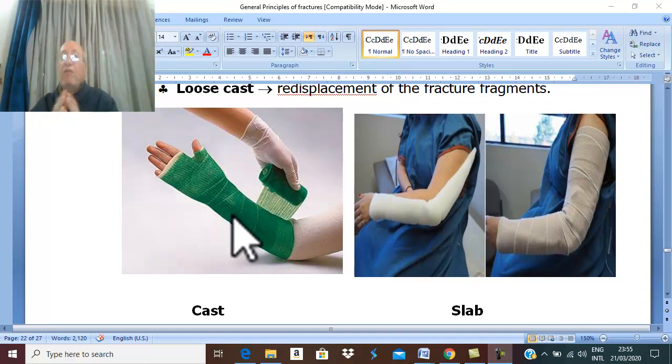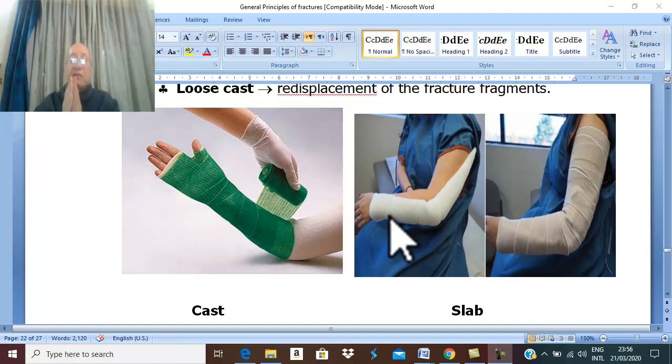What is the shape of plaster of Paris? If the plaster of Paris surrounds the whole limb, it is called a cast. If plaster of Paris is applied and does not surround the whole circumference of the limb, like this, it is called a slab. This is called a posterior slab because it is applied on the posterior aspect of the limb.